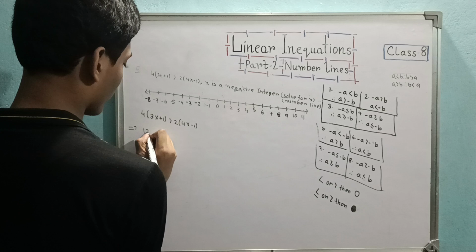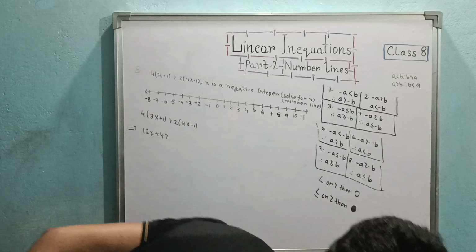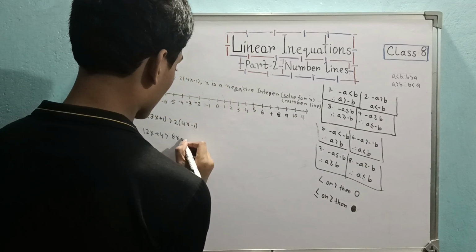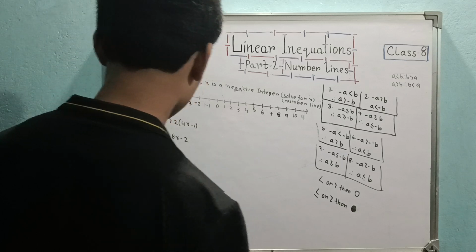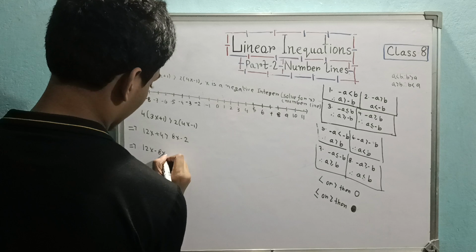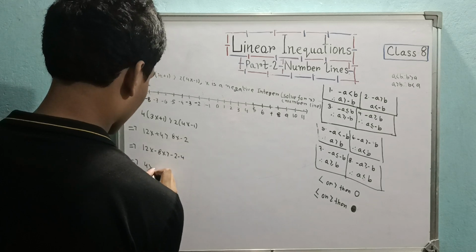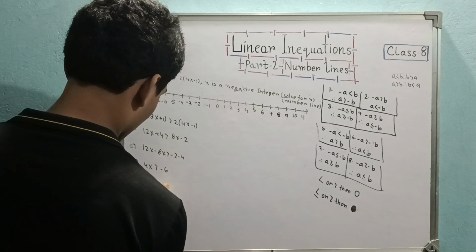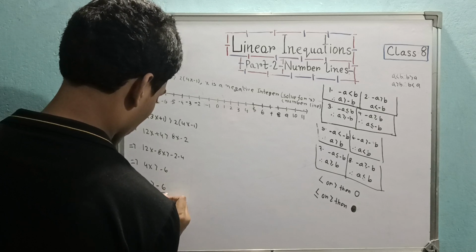4 into 3x, 12x plus 4 into 1, 4, greater than 2 into 4x, 8x minus 2 into 1, 2. Now let's shift the x terms to one side and the constant terms to the other side. 12x minus 8x greater than minus 2 minus 4, or 4x greater than minus 6, or x greater than minus 6 by 4.